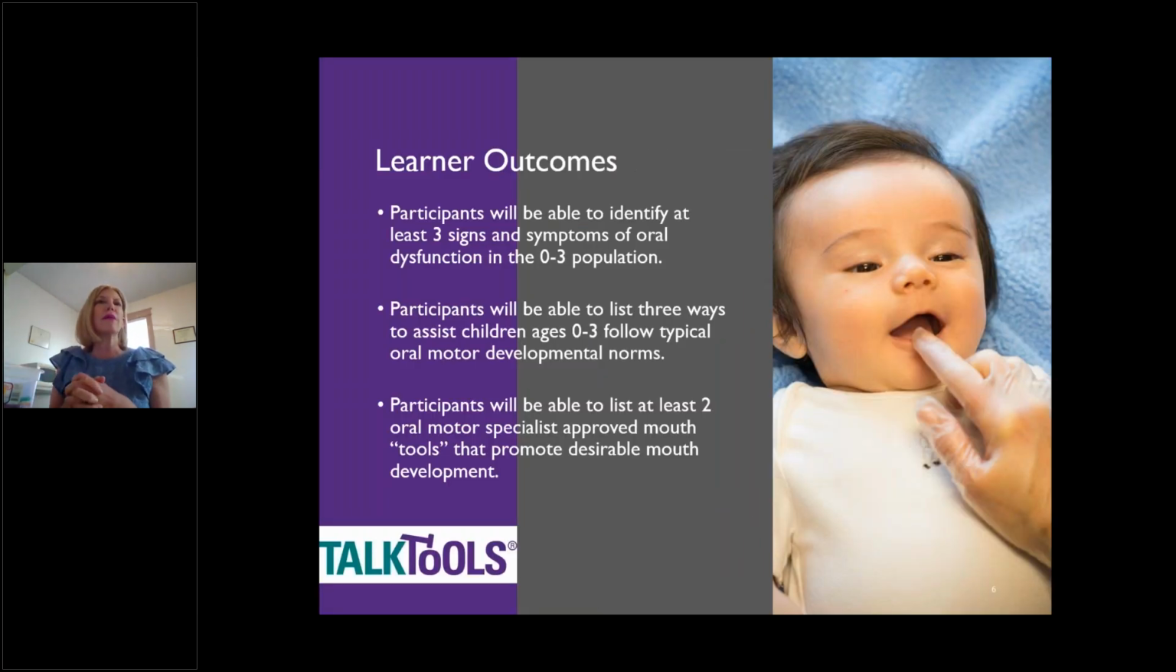So our learner outcomes are to be able to identify at least 3 signs and symptoms of oral dysfunction in the 0 to 3 population, to be able to list the 3 ways to assist children ages 0 to 3 to follow typical oral motor developmental norms, and also to list at least 2 oral motor specialist approved mouth tools that promote desirable mouth development.